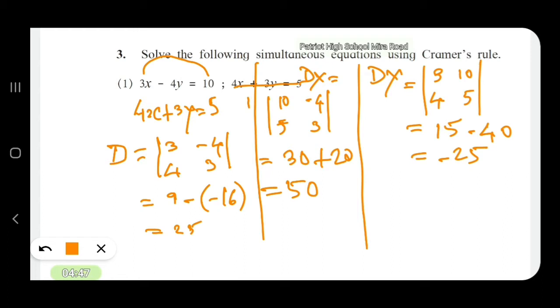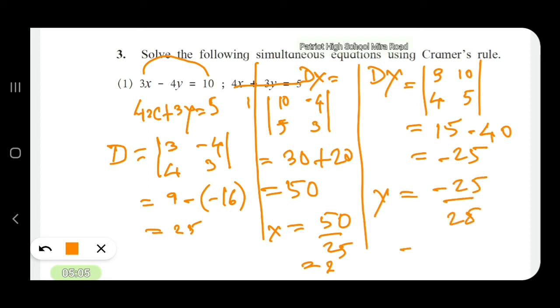Therefore the value of x is equal to Dx upon D. So Dx is 50 upon D is 25. So x will be equal to 2. Y is Dy upon D. Dy is minus 25 and D is 25. So the value of y is minus 1. So we have the values x is 2 and y is minus 1.